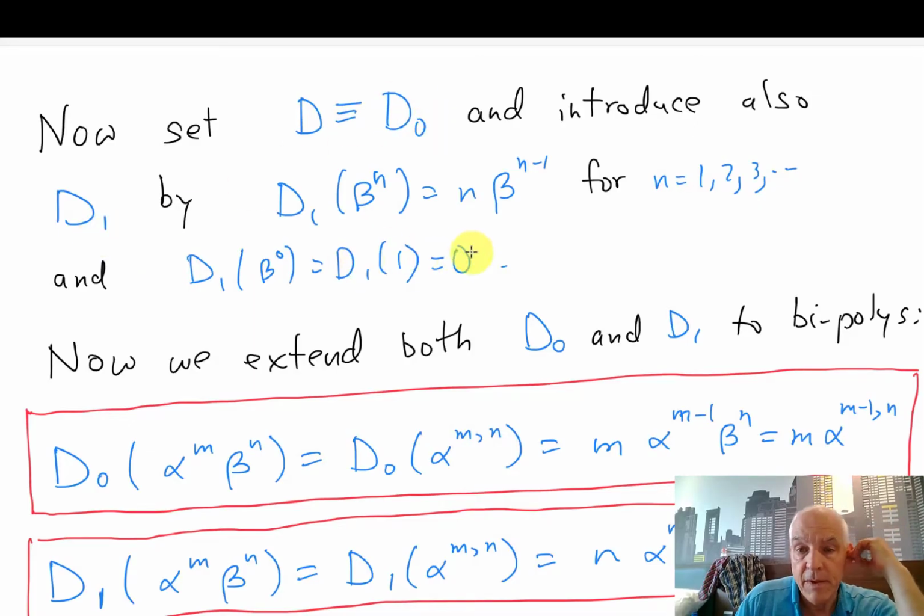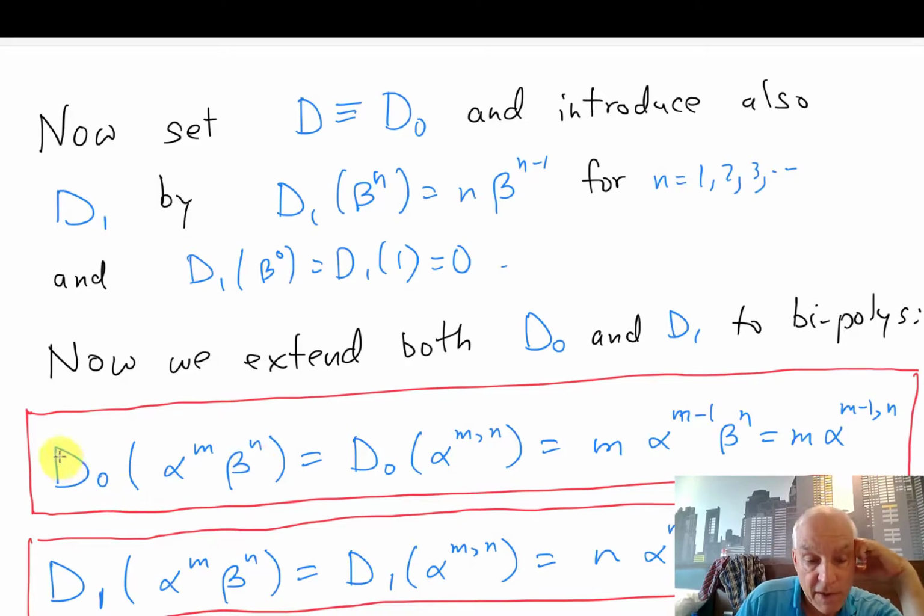And so we've already really talked about d, so d sub 1 is the derivative that takes beta to the n and gives us n times beta to the n minus 1. So it's like a derivative with respect to beta. And again, there's conditions. If the power is 0, then we have to separately specify that the derivative of a constant is 0. So now we can extend both d0 and d1 to bi-polynumbers, so combinations of alphas and betas.